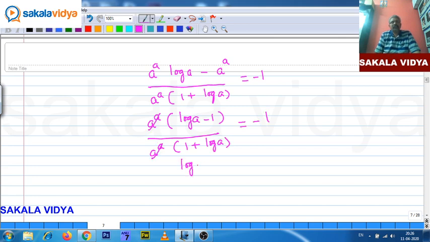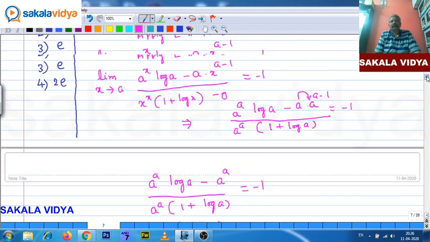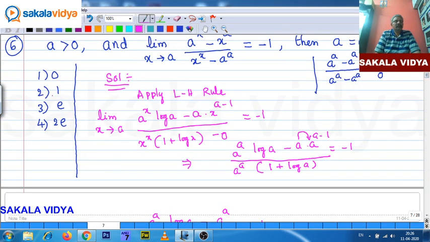If you cross multiply, you get log a minus 1 is equal to minus 1 minus log a. So you get 2 log a is equal to minus 1 plus 1, 0. That means log a equals 0. Therefore, a equals 1, since log 1 is 0. This is the answer. So the second option is the right option.